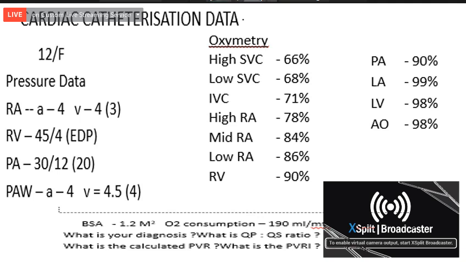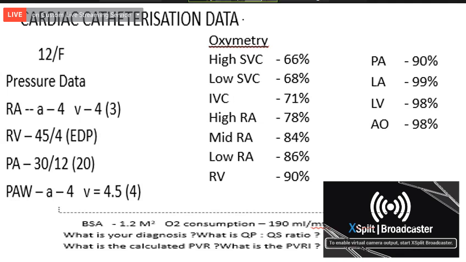Pressure data. RA pressure and LA pressure are the same, suggestive of a non-restrictive ASD. Okay. Then RV pressure is increased. Pulmonary artery wedge pressure is there. Actually, there should have been a left atrial pressure, but for some reason it was not recorded, though the left atrial oxygen saturation is there. Okay, right.